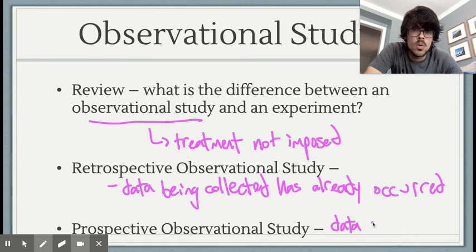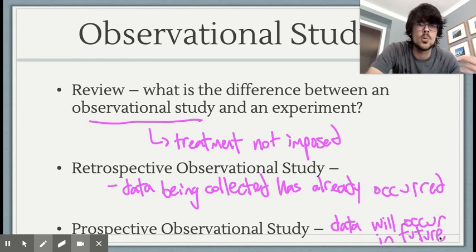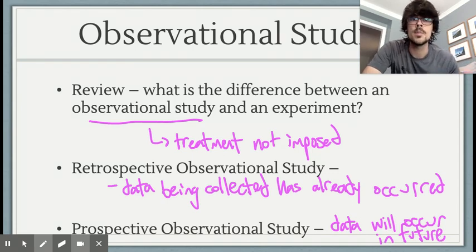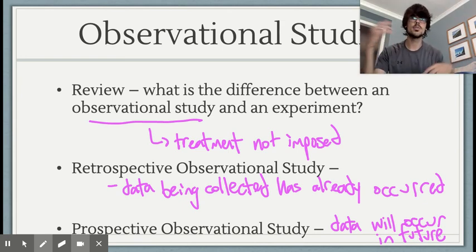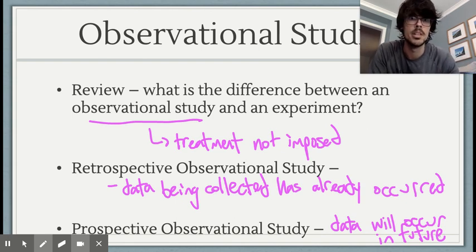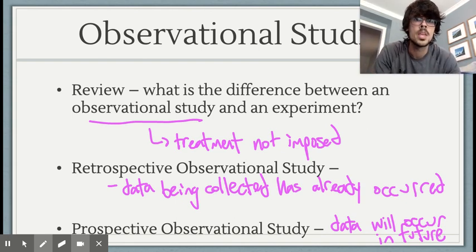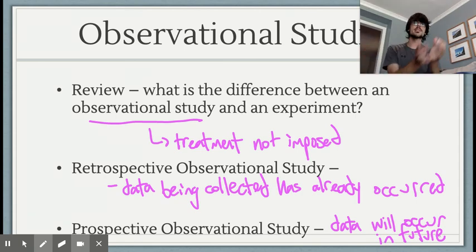So data will occur in the future. Maybe I want to test some sort of effect of smoking or something that's going on right now, and I want to see what kind of health effects that'll have on you in the future. I'm clearly not going to force you to smoke or not, so it's not an experiment, but I could ask people to identify if they're smoking or if they're doing this or doing that, and then follow up with them in 5 years, 10 years, next month, whatever, and check on their status then. So that's just a little bit more of a detailed look at observational studies, whether your data happened in the past or whether it's going to be happening in the future.